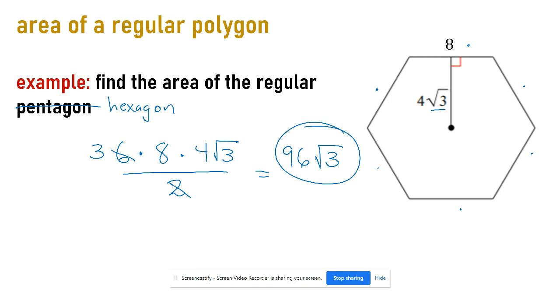And if you did want to put that in a calculator and estimate that, you could do that as well. And I'll do that really quick. I'll take the square root of 3 and multiply it by 96. And it gives me approximately 166.3. But again, this is the answer I'm really looking for right now, and that's as far as you really need to go with it. So this is finding the area of a regular polygon.